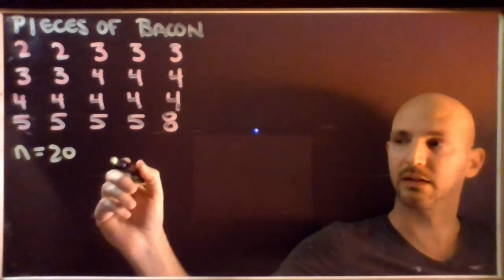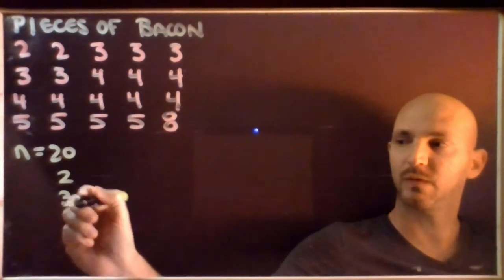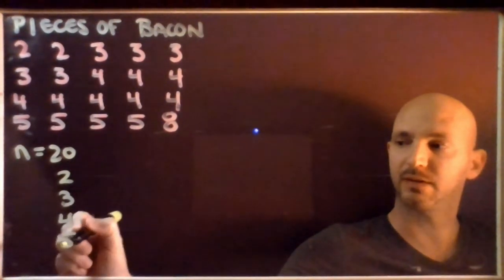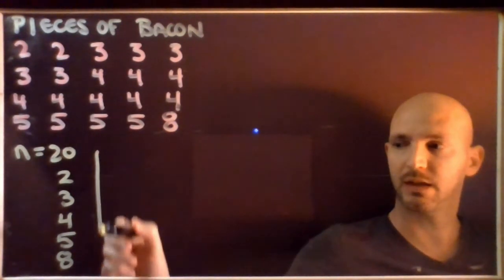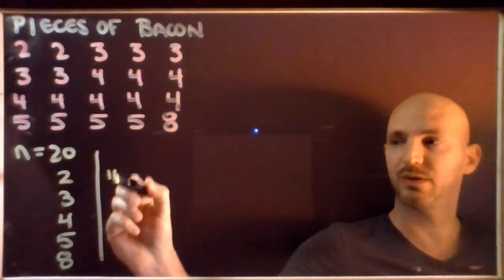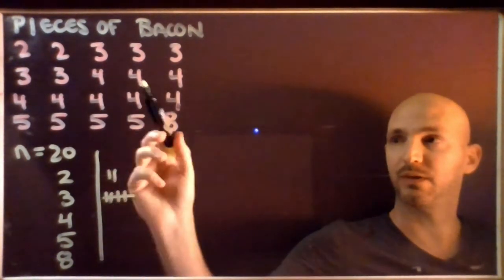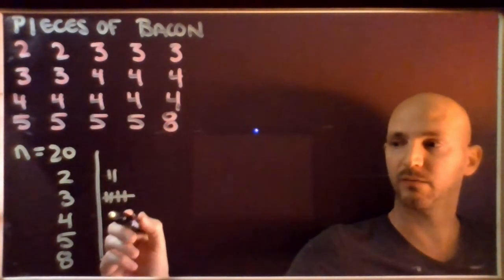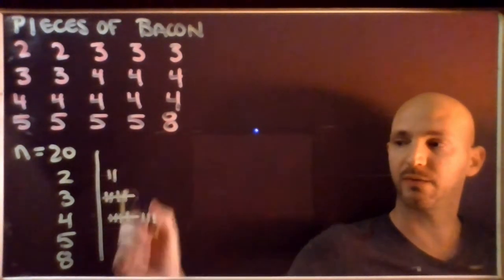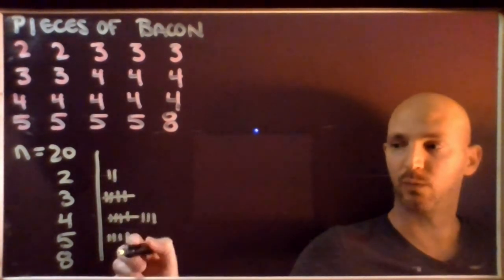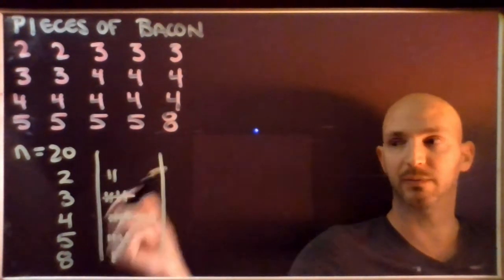So what have we got here? We have 2s, 3s, 4s, 5s, and 8s. Those are the values that show up. And if I count them, there are 2 2s, there are 5 3s, there are 1, 2, 3, 4, 5, 6, 7, 8 4s, 1, 2, 3, 4 5s, and 1 8.